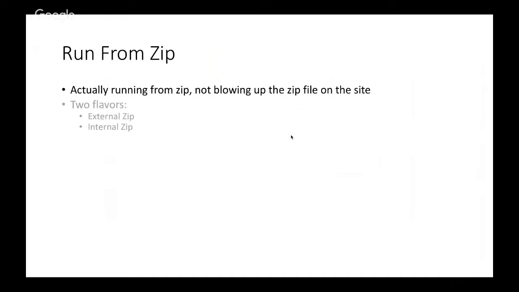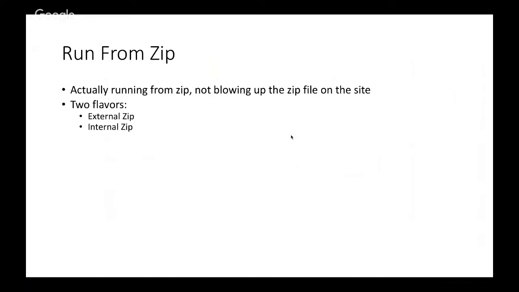It's a way to deploy your apps, but more than just that, it's actually a way of running your apps. The key distinction of Run from Zip is that instead of getting your files onto your site, blowing up a zip file and then having those files on the site, you're actually running from the zip. So when you're doing a deployment, it's only one file that's being transferred. And what that means is that things are faster. And there are a lot of added benefits that come from this as well.